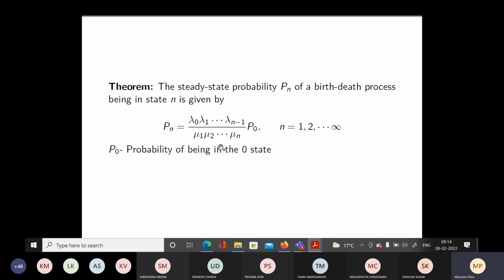So today as a theorem we are going to prove this, or give a proof of this, assuming that it is already a birth-death process. Okay, so this is the statement that is given here: the steady state probability Pn of a birth-death process being in state n is given by Pn equal to lambda 0, lambda 1 to lambda n minus 1 divided by mu1, mu2 to mu n, times P0. And n can vary from 1 to infinity, and P0 is the probability of being in state 0.